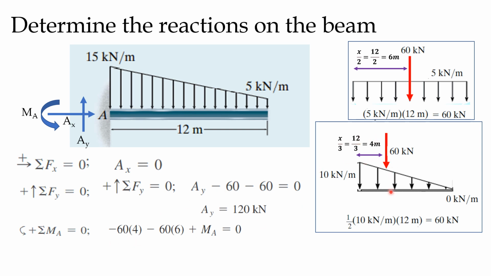Since this is downwards, it is negative. The other far distance which we have is 6 meters. So 60 kilonewton is acting due to UDL at a distance of 6 meters. Plus, on the left hand side we have a moment reaction and it is acting in the upward direction, anti-clockwise. So that is M positive. When we try to solve this, the moment which we got is 600 kilonewton meter.